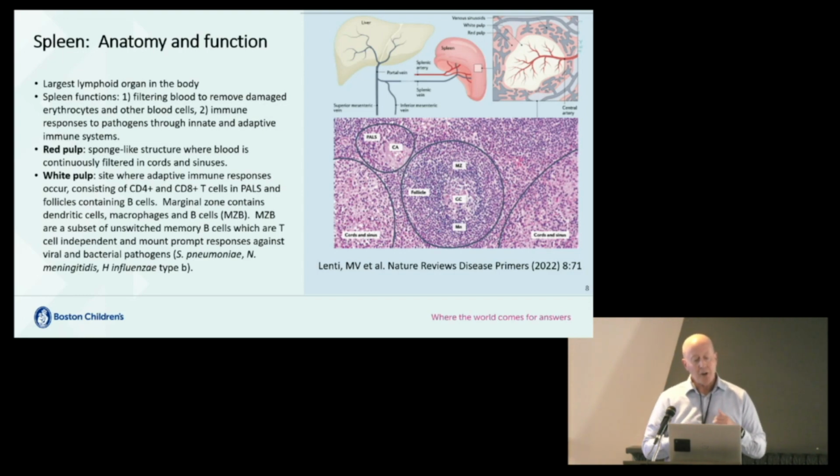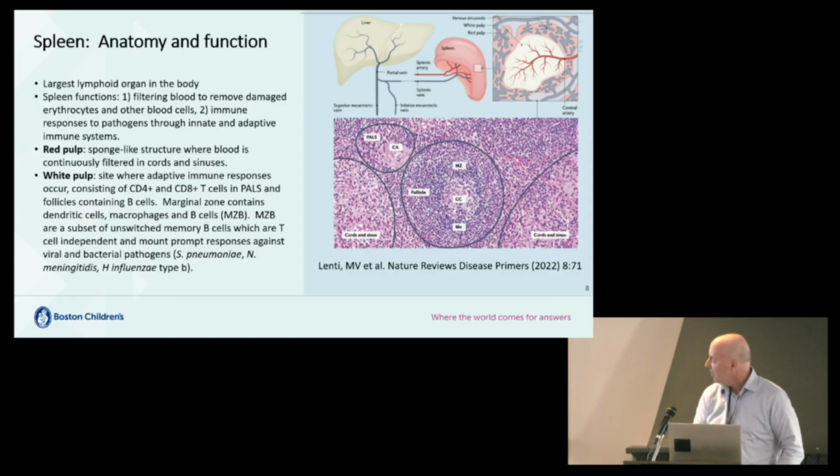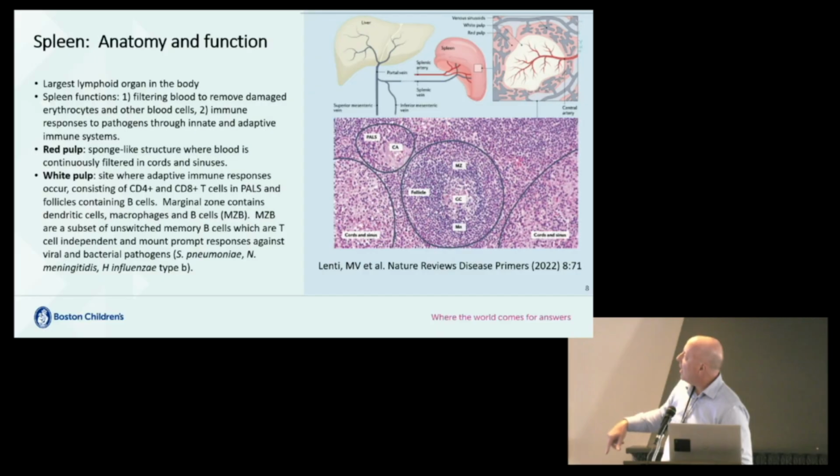The spleen is also the site of immune responses to these pathogens through both the innate and adaptive immune systems. So broadly speaking, let's see, does the arrow show up? Well, in the upper right-hand corner, you'll see the venous sinusoids of the red pulp. This is where the blood is filtered, and there are numerous macrophages, cords, and sinuses that the blood filters through.